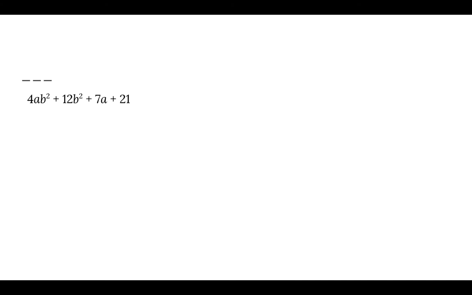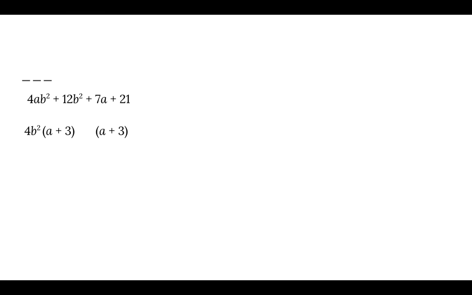Okay. 4ab squared plus 12b squared plus 7a plus 21. Again, I'm going to look at my first two terms. The greatest common factor between 4ab squared and 12b squared, 4 is the largest number that goes into the numbers. Each one of them shares a b squared, so I factor that out. What I have left over is a plus 3. Now, I touched on it earlier that when you do factor by grouping, your parentheses always have to match. So let's try it in a different way.